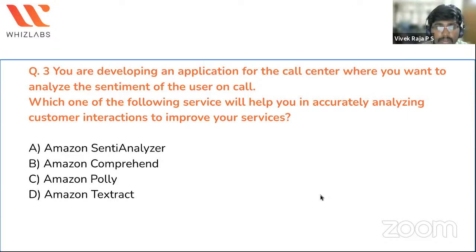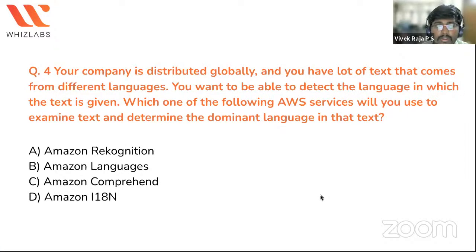The next one is, your company is distributed globally and you have a lot of text that comes from different languages. You want to detect the language in which the text was given. Which one of the following AI services will you use? We have seen this and we have also experimented in the AWS portal. To summarize this question, you want to detect the dominant language in a text. So which AI service will you use?